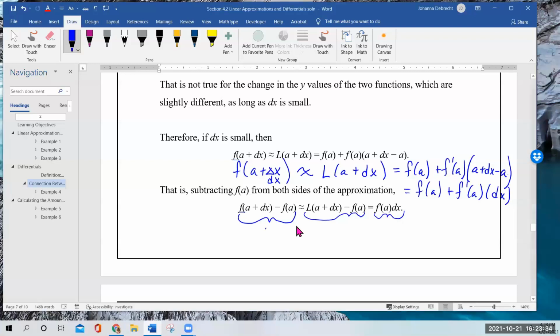This part that you see on the left-hand side is delta y, the true change in the y value on the original function. What you see on the right-hand side of the equation, however, is slightly different. What you see here is the change in the y value on the approximation function. This is approximately equal to dy, which is the change in y on the tangent line.